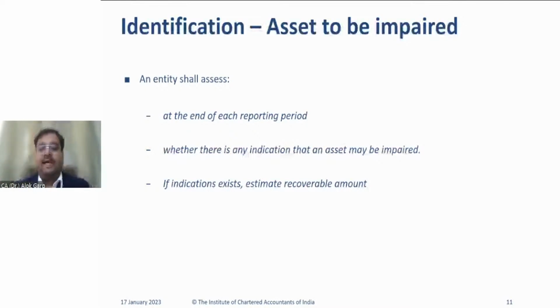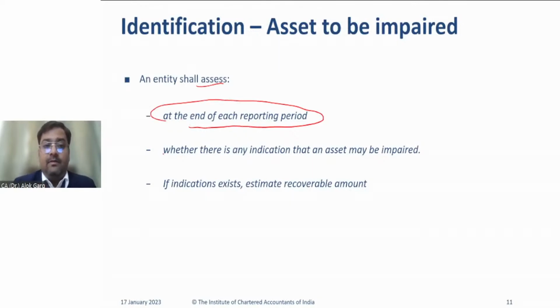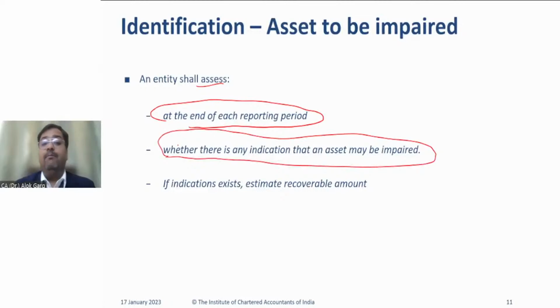So the standard says that an entity shall assess at the end of each reporting period whether there is any indication that an asset may be impaired. If an indication exists, then only estimate the recoverable amount.